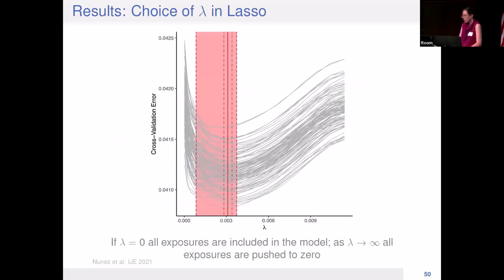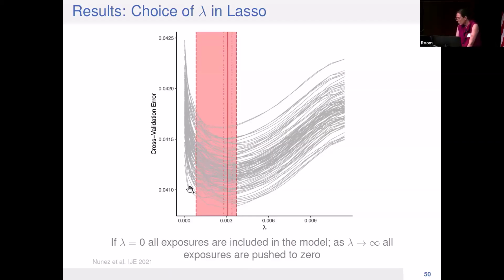So these are the results for the lasso. The lasso has this penalization lambda parameter that has to be estimated, usually with cross-validation. If lambda is 0, we talked about elastic net. If you're not familiar with lasso, for now, think that it's similar to elastic net. It's not exactly, but it's in that area. So if lambda is 0, all exposures are included in the model. As lambda goes to infinity, all exposures are pushed to 0. So none of them is important.